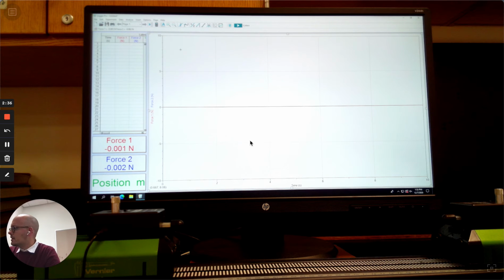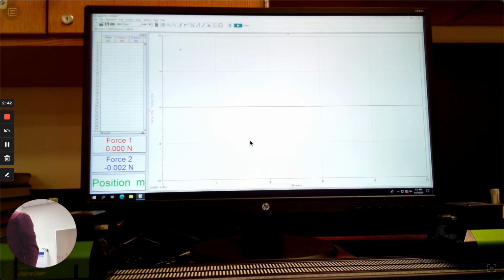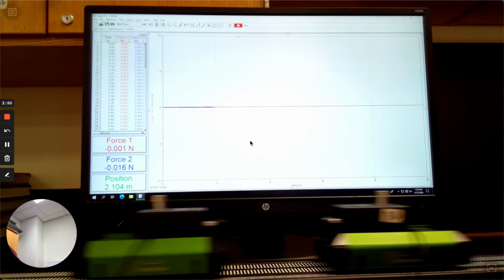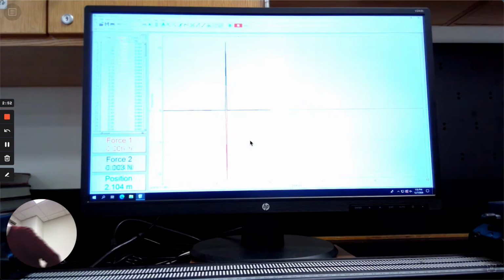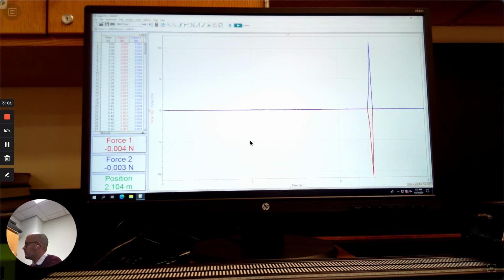I'm going to start data collection with them separated like this, and then I'm going to push them together and stop data collection. I'm probably going to have to catch things as I go. So we'll see how this happens. Here we are. Well, there we go, and that's it. This graph, I'm going to have to edit a little bit so you can see the true shape of this graph. And there you go.